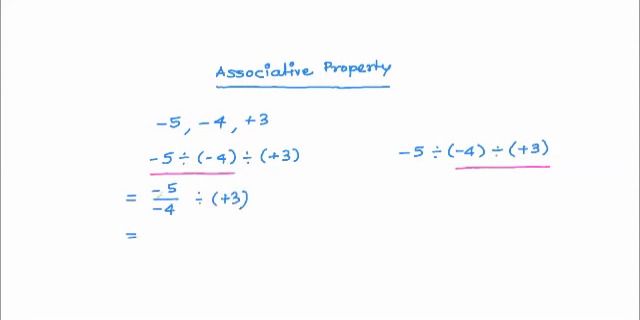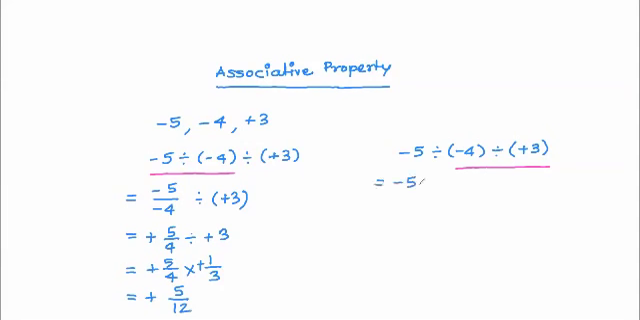-5 divided by -4, same signs result in a positive sign, 5 upon 4, divided by +3. Now we know fractional division. So +5 upon 4, instead of dividing, we can multiply and take the reciprocal, +1 upon 3. Multiplication of two positive numbers results in a positive sign, and the multiplication gives 5 upon 12. Now let's see what happens here.